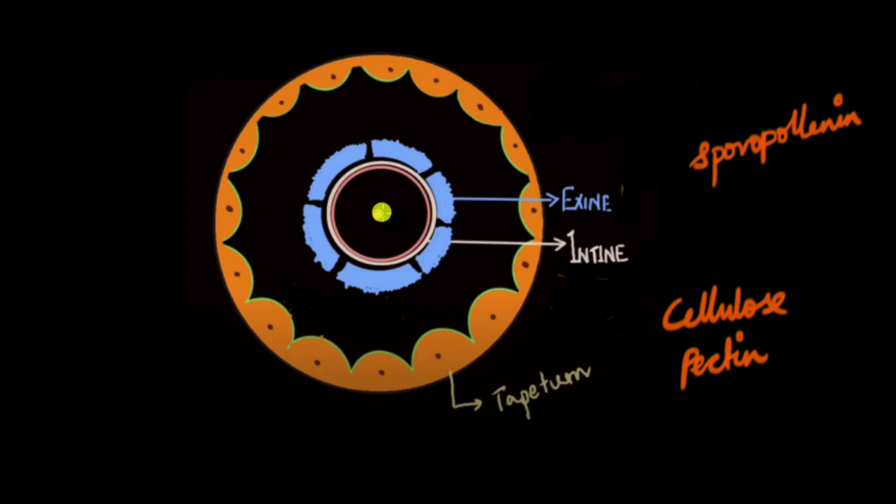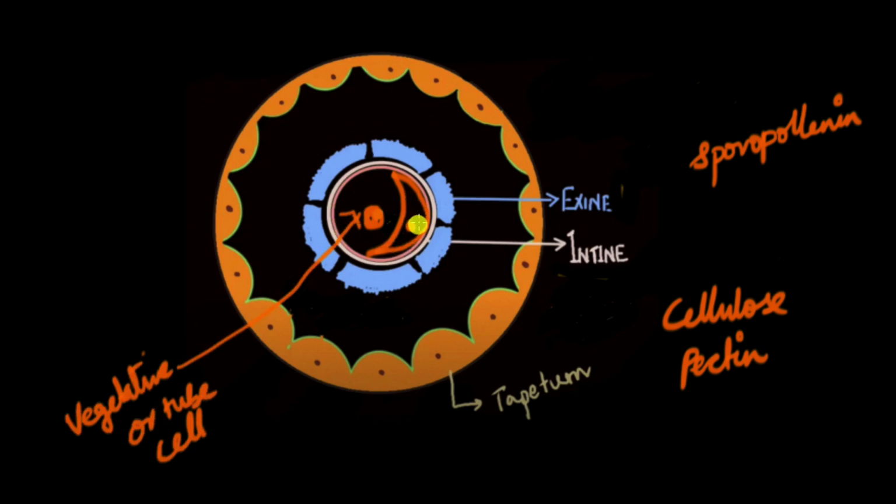As the pollen grain develops, the haploid cell here undergoes mitosis and forms 2 cells. One cell is a large cell with an irregularly shaped large nucleus. Another cell that is formed has a smaller nucleus and little cytoplasm, and it sort of floats on this larger cell. The larger cell is known as the vegetative or tube cell, and the smaller cell is known as the generative cell.